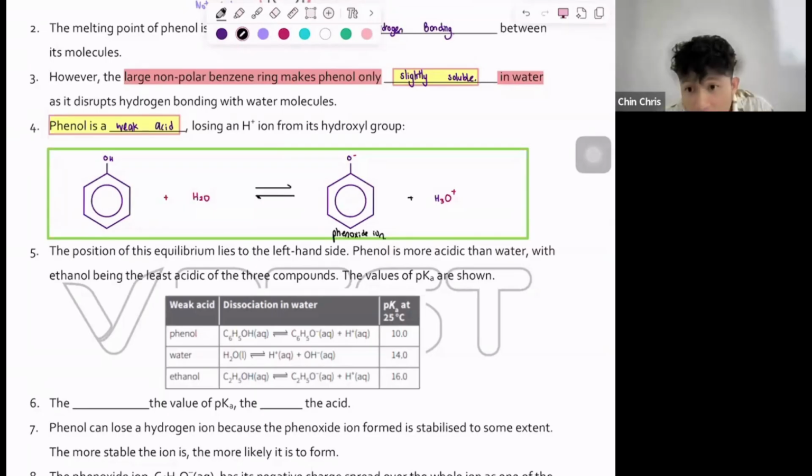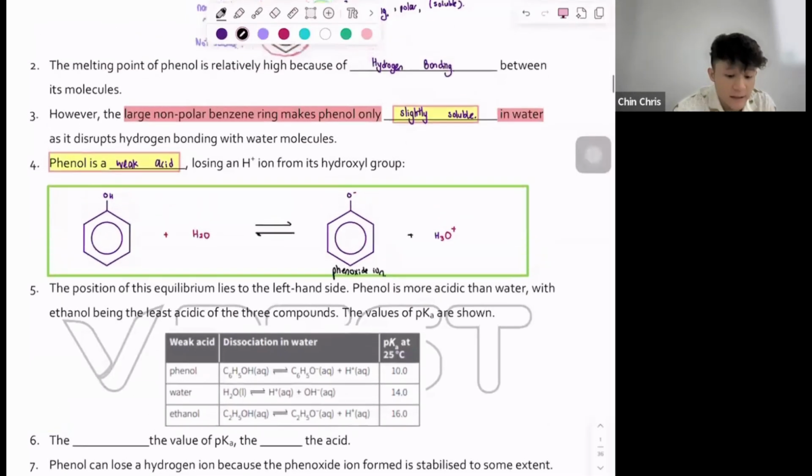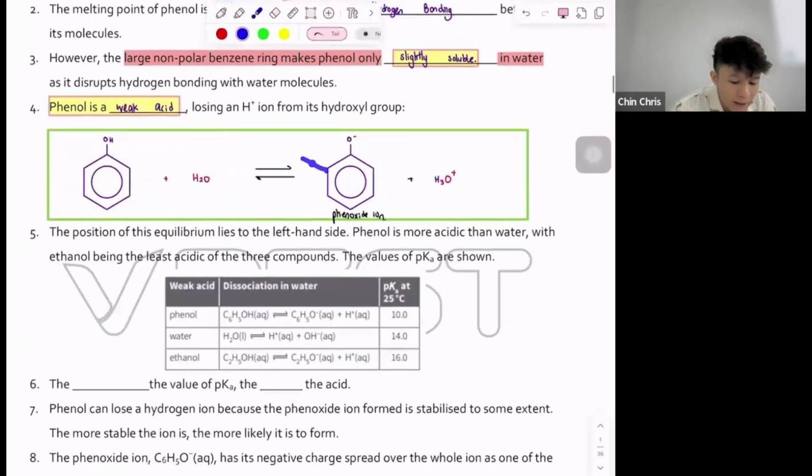Sir, if there are more OH groups added, it will be more and more soluble. Yes, Tanvir, you are right. If there's more OH present on a benzene ring, it's going to be more and more soluble. Same thing, if you have more and more benzene rings attached, it's going to be less and less soluble, because the non-polar part is more dominant now.